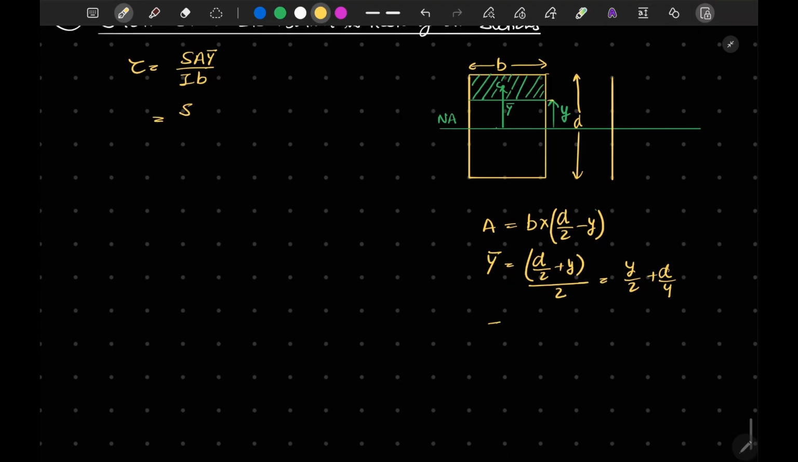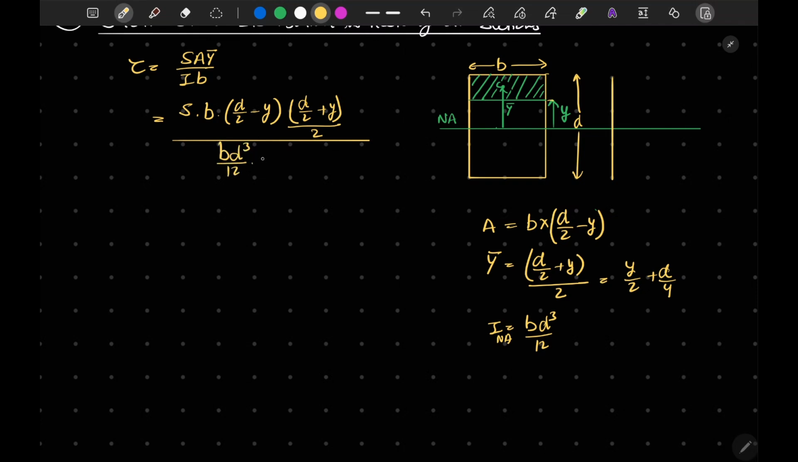And of course I for a rectangular section, as I mentioned earlier, is B D cube by 12. And this I is of course about the neutral axis and is for the whole complete cross section. So if we substitute the values here, we will obtain S times B times d by 2 minus y into d by 2 plus y divided by 2, and this complete term will be divided by I, that is B D cube by 12 into B.